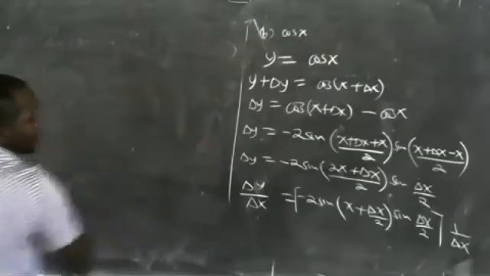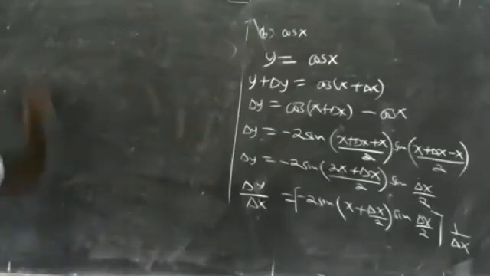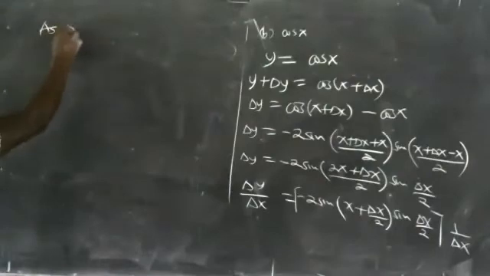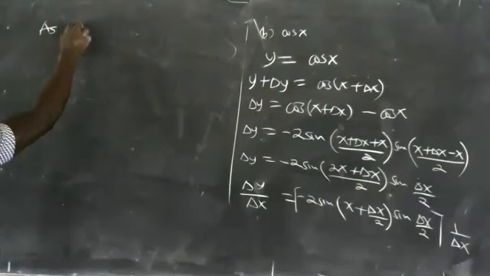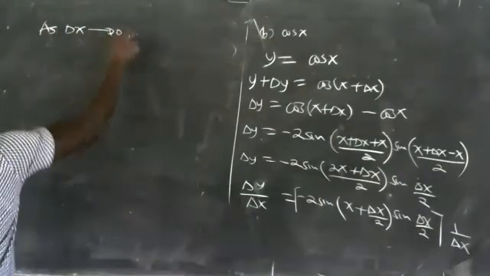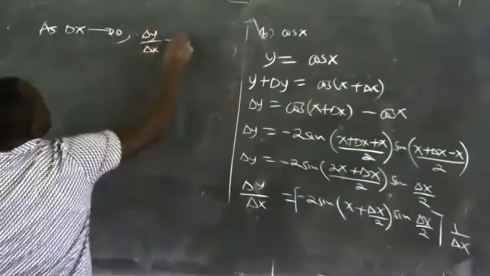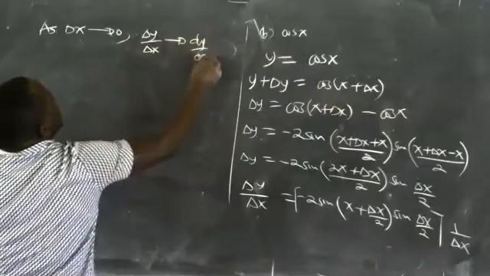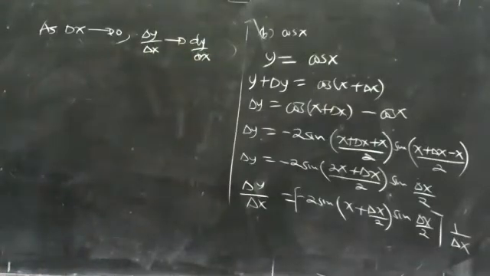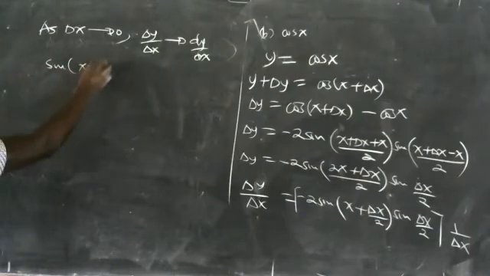Now, let's say as change in y, change in x tends to 0. The change in y by change in x, we divide by x like that. The sine of x plus change in x over 2.